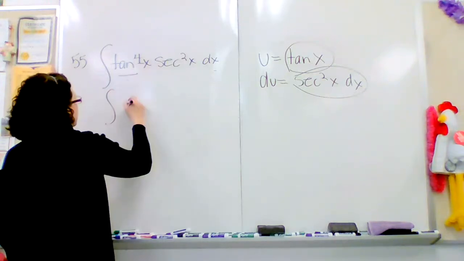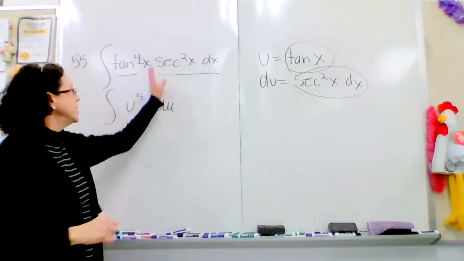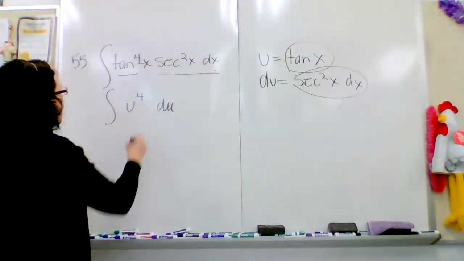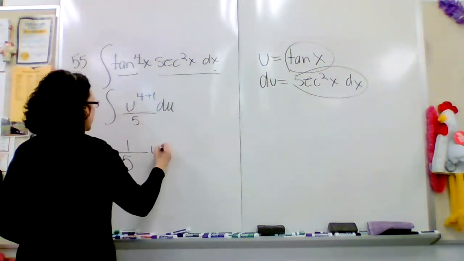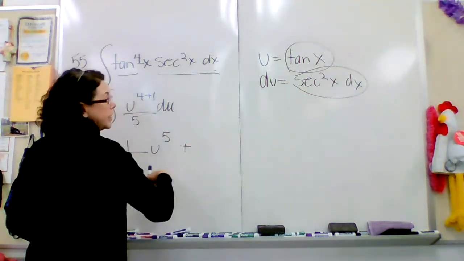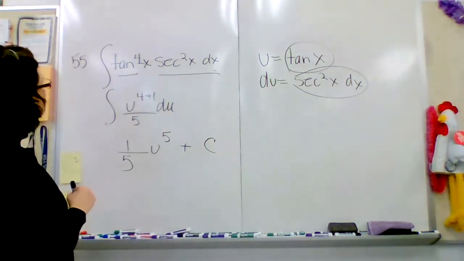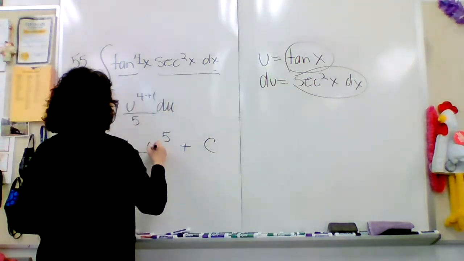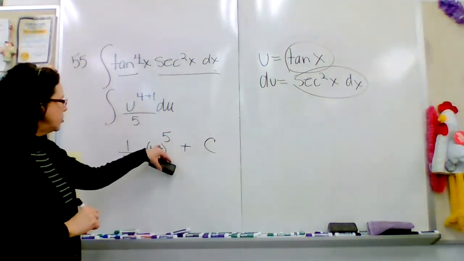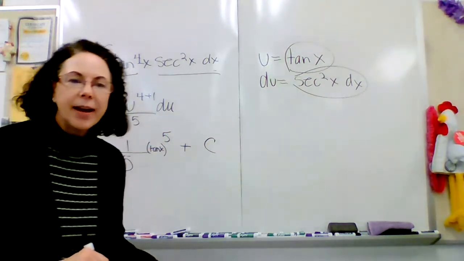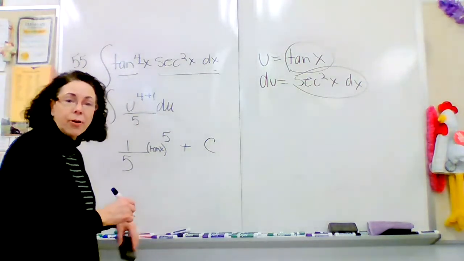That would be u to the 4th du, right, is the secant squared dx. Oh, that's nice. Add 1 to the exponent, divide by the new exponent. I get 1/5 u to the 5th, I can say that, plus c. And then my u was tangent. And again, you could either put, in parentheses to the 5th power, or you could put the 5 right on the end there. Okay, I'm not even going to check that one. I know that's right. Okay, getting cocky now, aren't I?